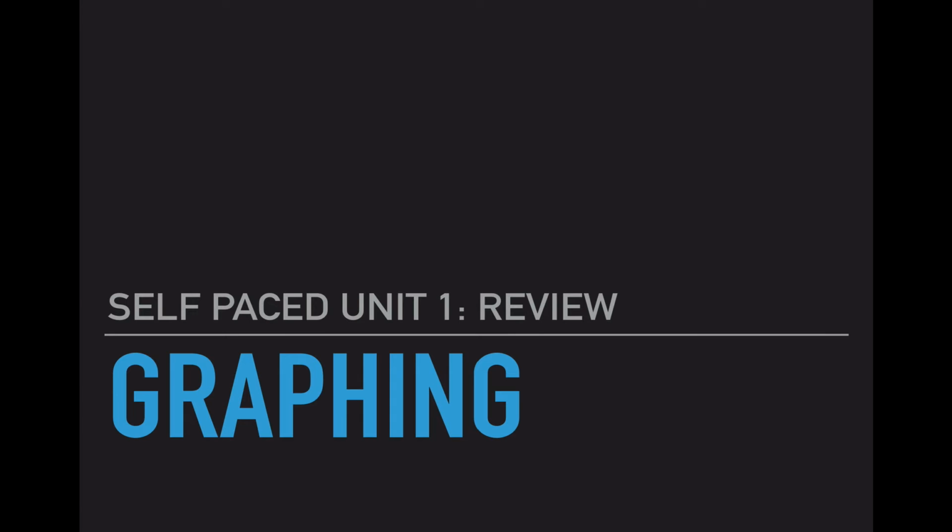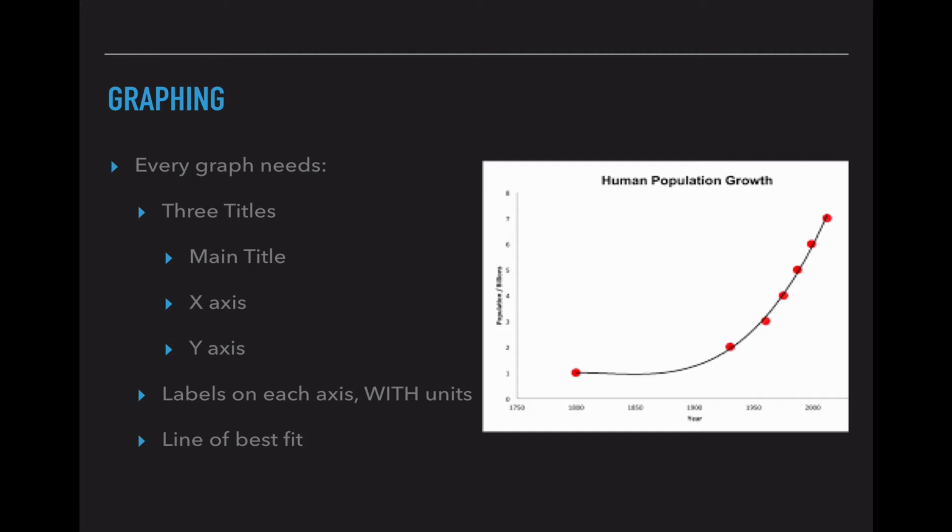Hey guys, the last section of this review unit is the idea behind graphing. So we're going to talk about what you need to include in a graph to make it a valid and strong graph. We're going to talk about how to know where to place certain items, and we're going to talk about something really important called the line of best fit. And I know a lot of this is stuff that you've learned in previous years, so this should be a relatively quick review. So every graph needs three titles: the main title, the x-axis, and the y-axis.